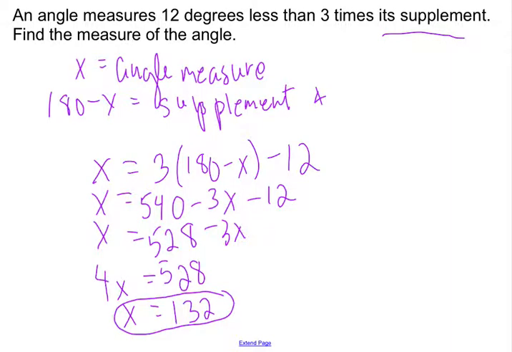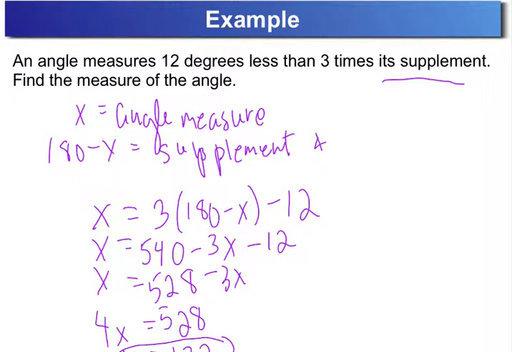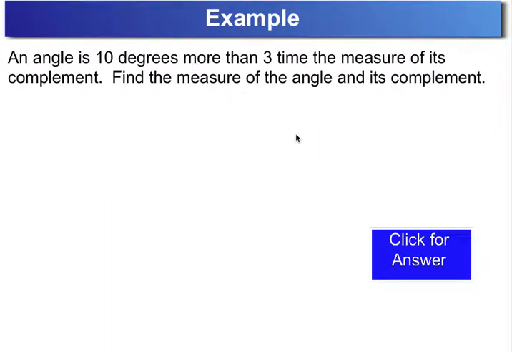So break everything down, define what you're looking for, define your angle measure as x, and start writing out what the supplement is, what the complement is, whatever it's talking about. Write an equation and then solve it. Now, I want you guys to try this. Pause your video, and then when you're ready, click play for the answer.